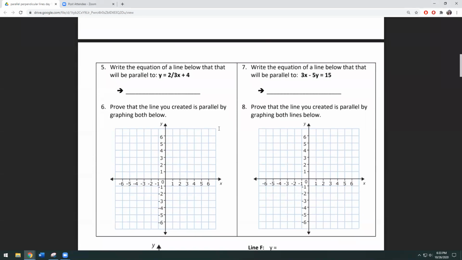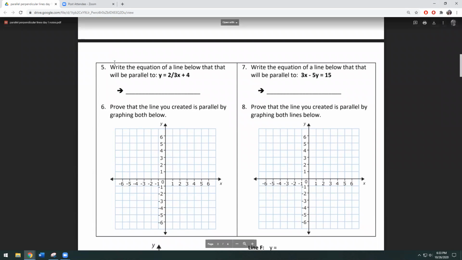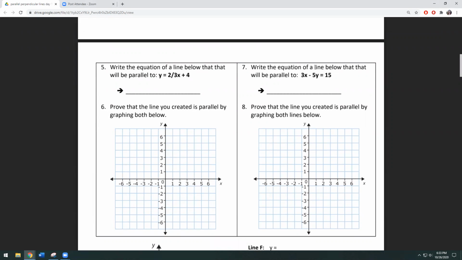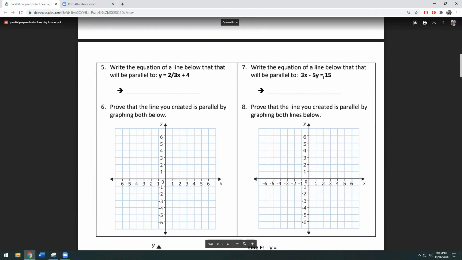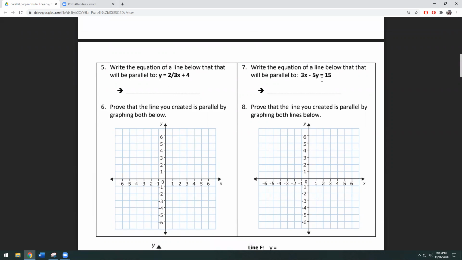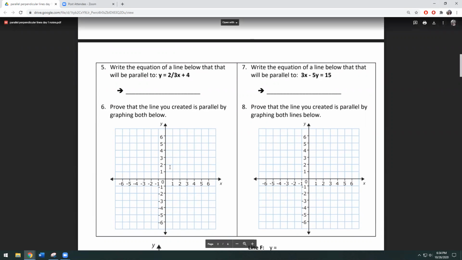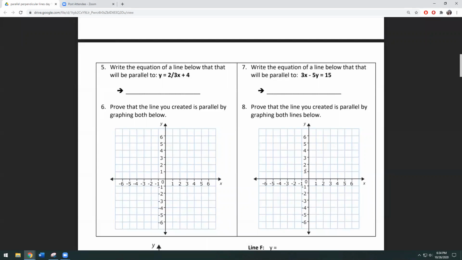I've got 2 more problems for you to try. I want you to write an equation that is parallel to this line here, and you're also writing an equation that is parallel to that line there. Again, just like before, since this is in standard form, we can't work with it. So make sure you're converting it to slope-intercept form, just like how I did on that previous problem. Once you're done, go ahead and graph those 2 lines to prove that they are parallel.